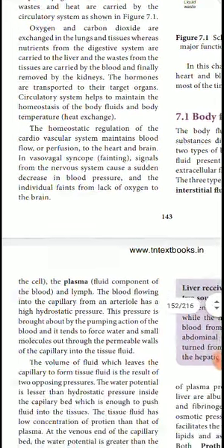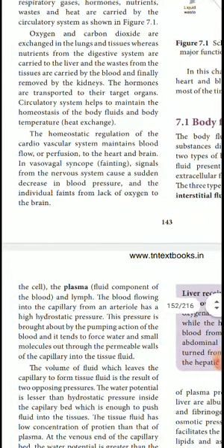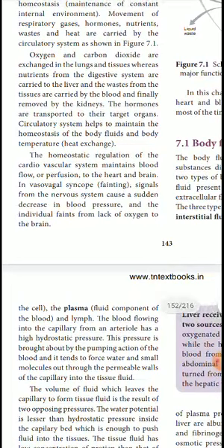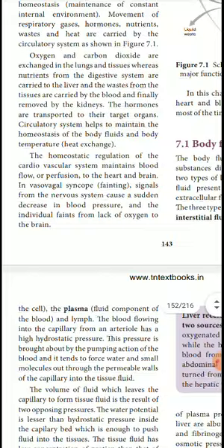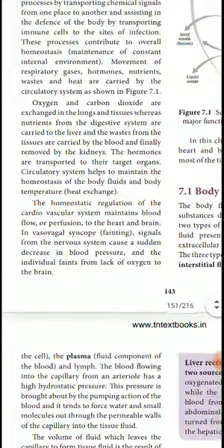The homeostatic regulation of the cardiovascular system maintains the blood flow, or perfusion, to the heart and brain. In vasovagal syncope, signals from the nervous system cause a sudden decrease in blood pressure, and the individual faints from lack of oxygen to the brain.